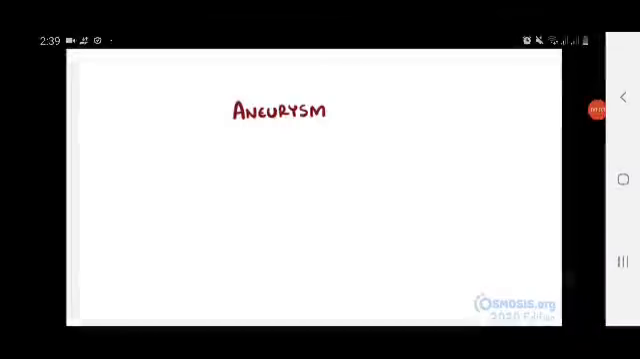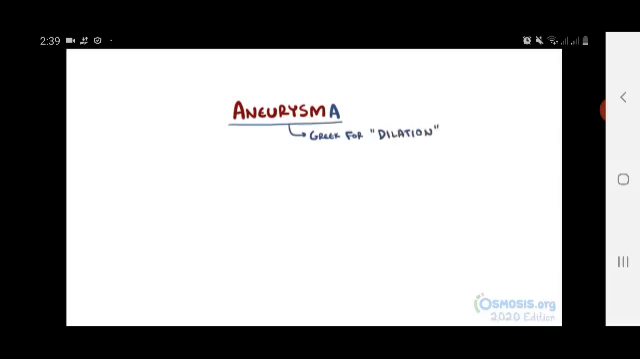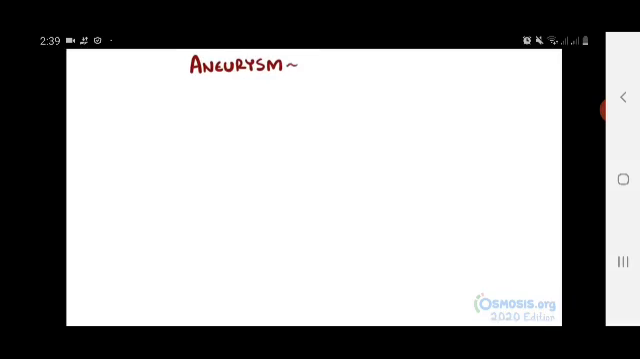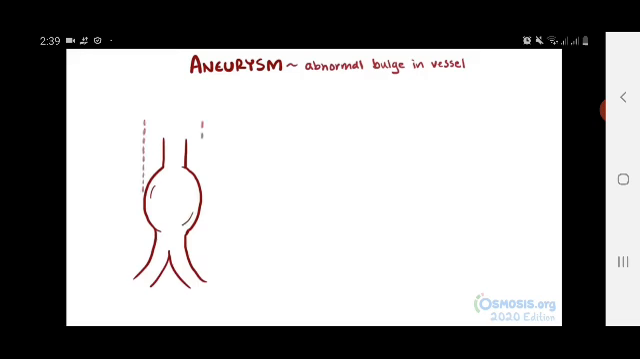The word aneurysm is based off the Greek word aneurysma, which means dilation. And that makes sense because aneurysms are abnormal dilations in a blood vessel. We officially label a bulge in a blood vessel as an aneurysm when the diameter of that bulge is about 1.5 times larger than the normal diameter of a blood vessel.